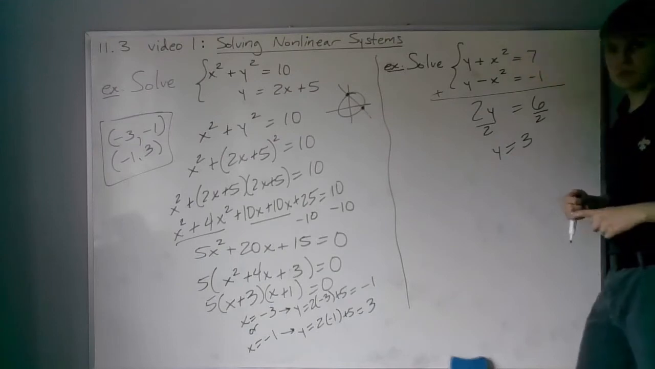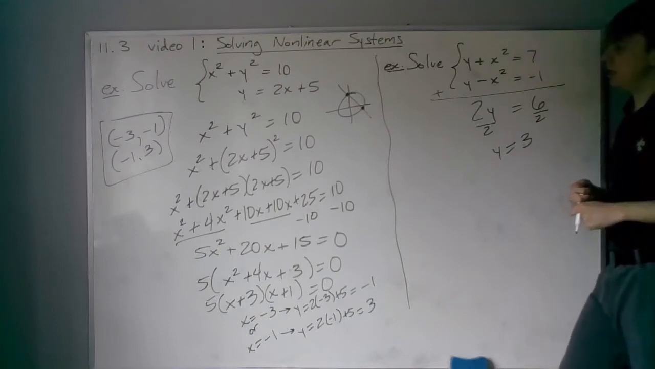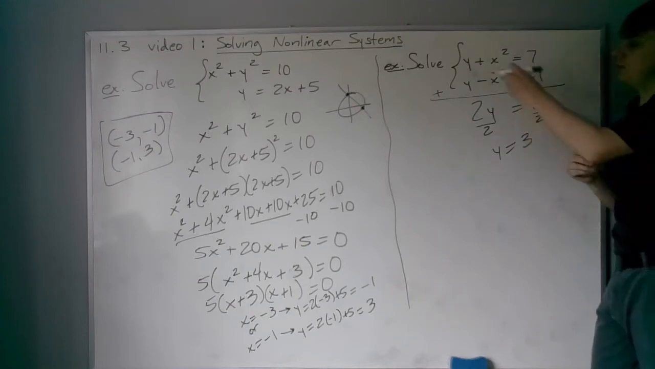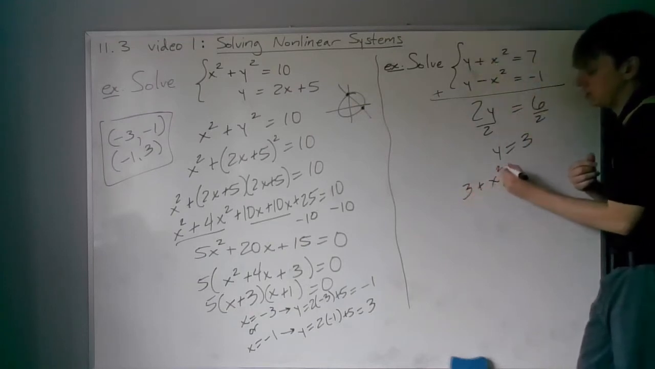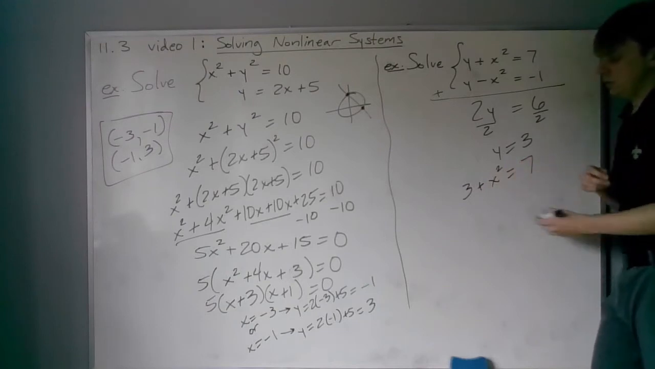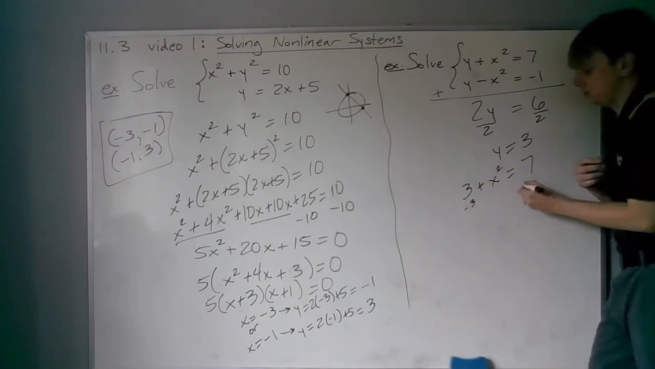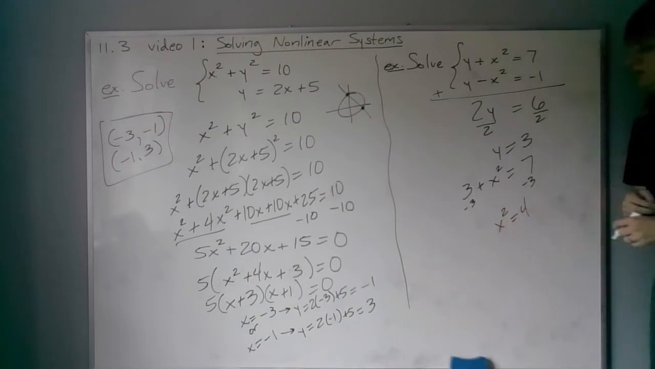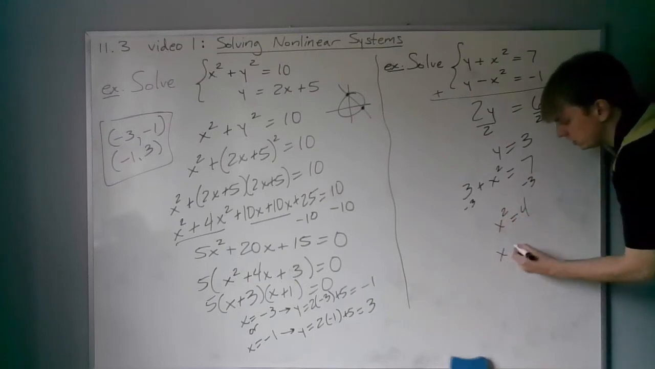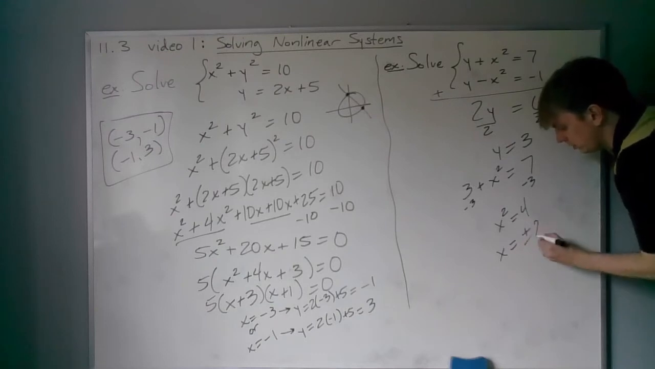It looks like the top one is probably the easiest of the equations that have an x in it. So I'll plug 3 into this top equation. 3 plus x squared is equal to 7. Subtract 3 from both sides to get x squared is equal to 4. And then take a square root of both sides to get x is equal to plus or minus 2.